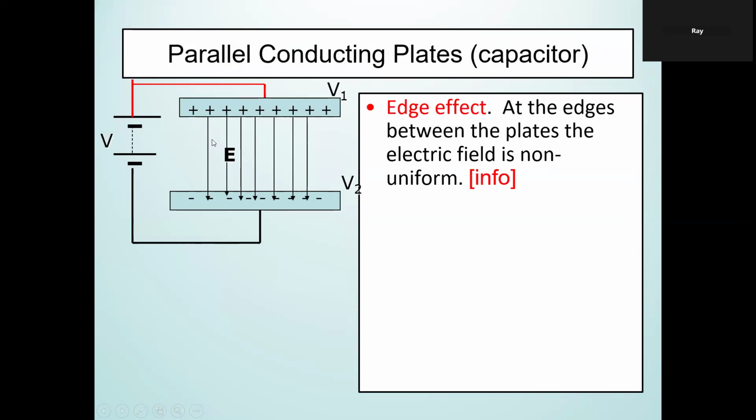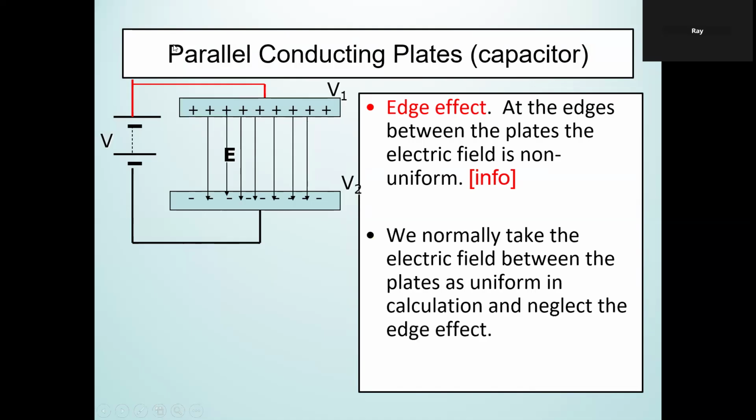As far as you're concerned, these are parallel. At the edges between the plates, the field is non-uniform. We normally take the field between the plates as uniform in calculation and neglect the edge effect. E points towards the lower potential. Higher potential, positive plate, lower potential, negative plate. So don't worry about this edge effect. It's called edge effect. Right? Non-uniform. Uniform is where they are parallel, equidistant apart.